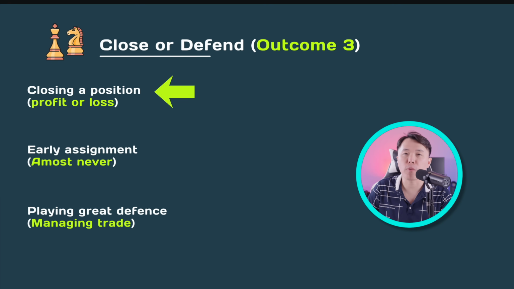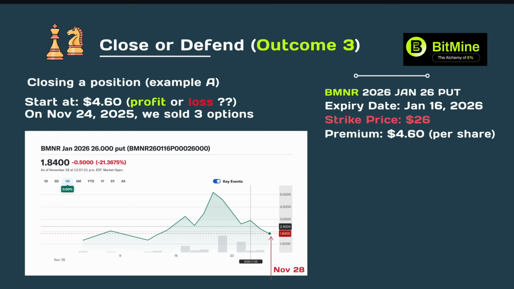So armed with those important concepts, let's look at the first topic in outcome 3, and that's closing down a position that's profitable. Let's look at the following example A over here, where we're in a winning position and we want to close out this trade. I'm going to remind you about the BMNR trade that we started.